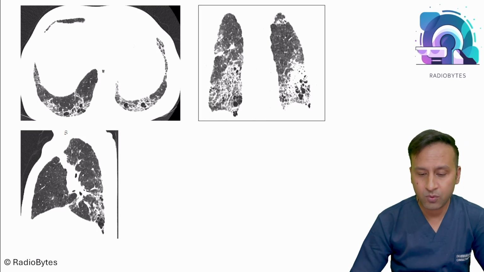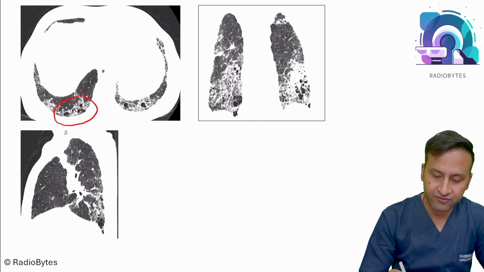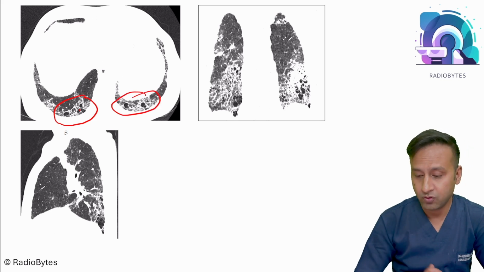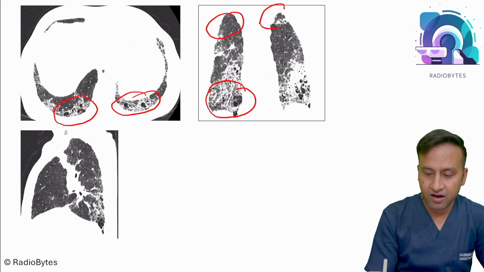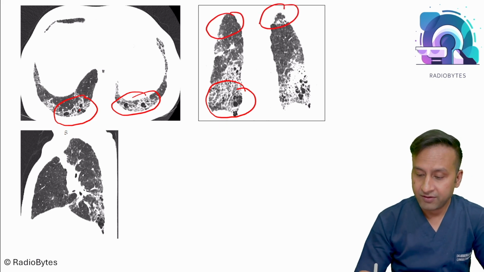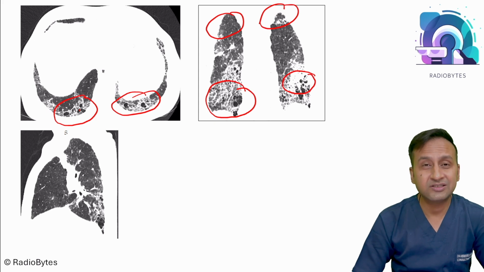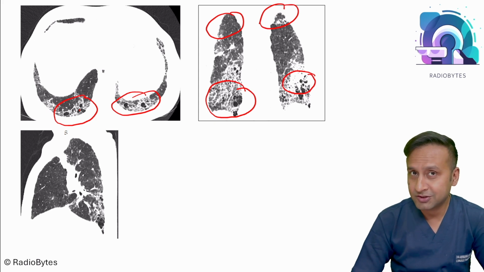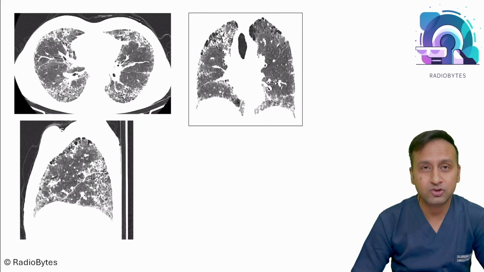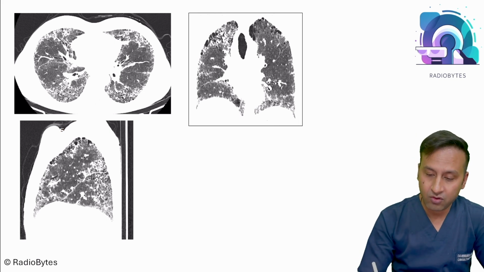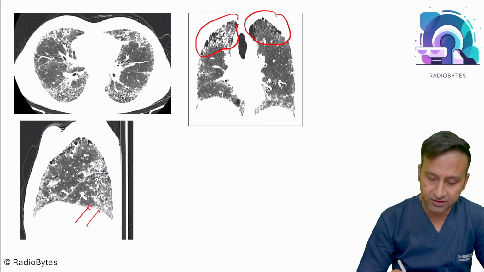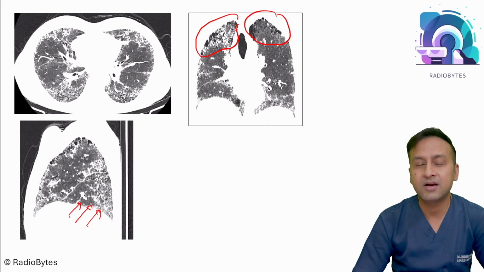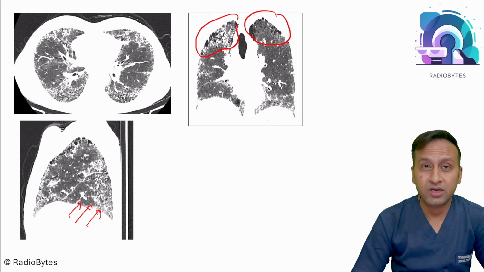What do you see in our case number one? We can see that there are peripheral subpleural areas of honeycombing which are located predominantly at the lung bases, and the lung apices are pretty normal. Here we can also see that this area is consolidated, associated with cavitation. Let's have a look at our case number two. In case number two, we can see all this honeycombing is predominantly seen in the upper lung zones. Lower lobes are also affected, but much lesser as compared to the upper lobes.